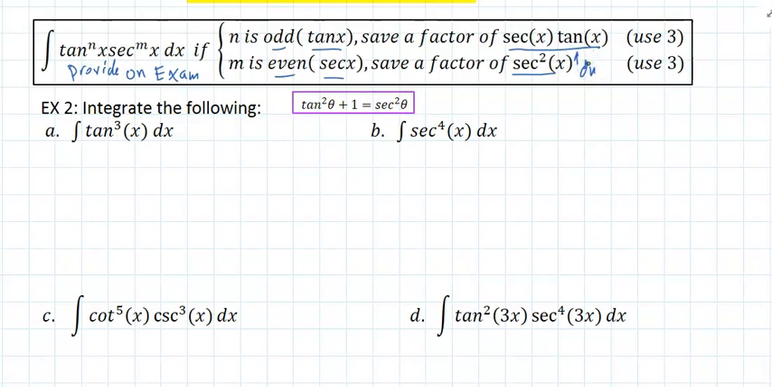So here, this has an odd. I'm supposed to save a secant tangent. I'm looking at example A. But I'm going to use the identities, and they're right there: tan squared plus 1 equals secant squared, and 1 plus cotan squared equals cosecant squared. So here, there is no secant to factor out. What I do, I say, well, let's see. I could say that's the tangent of x dx, and tangent squared is actually the secant squared minus 1.